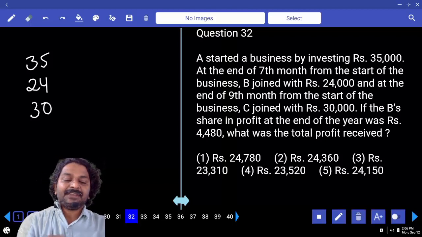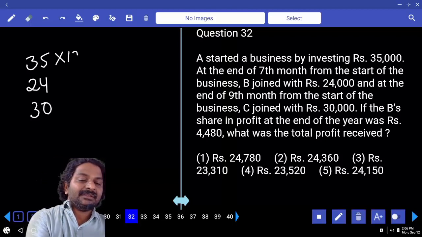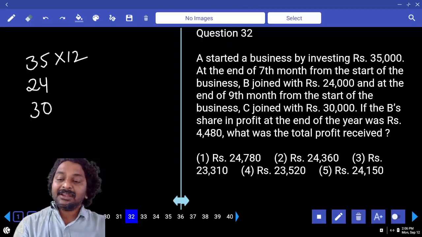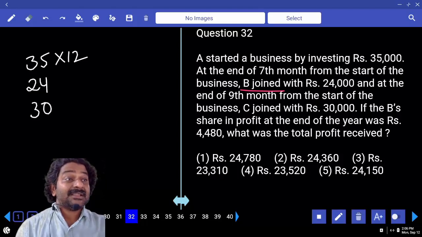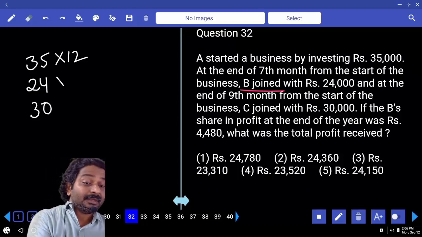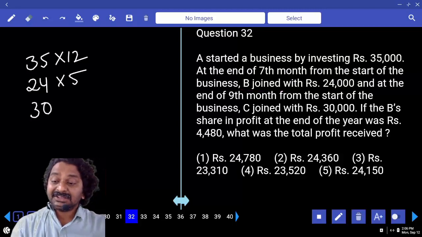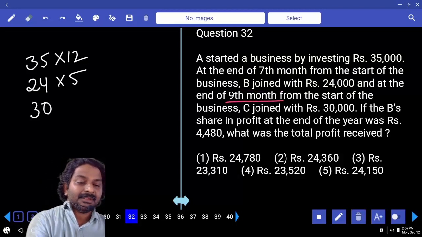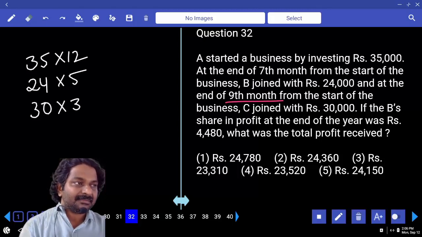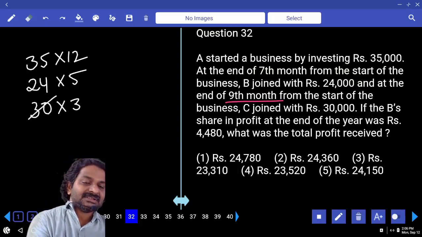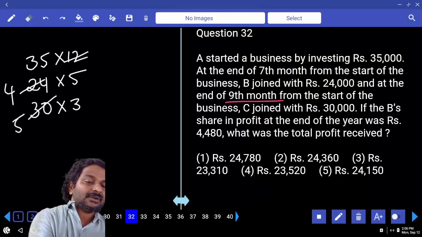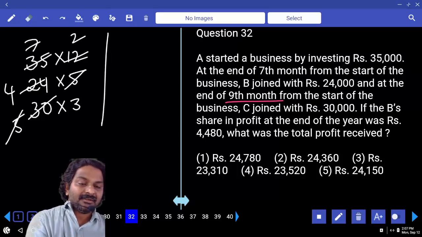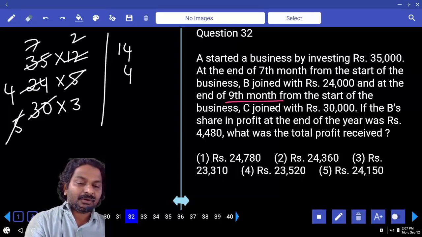Right. A is there from the beginning till the end, so he will be there for 12 months. When did B join? After 7 months. So the remaining 5 months he will be there. When did C join? End of the 9th month. So he will be there for the remaining 3 months. Clear? 6, 5 times, 4 times, 2 times. 5, 5, 7. 14, 4, 3.